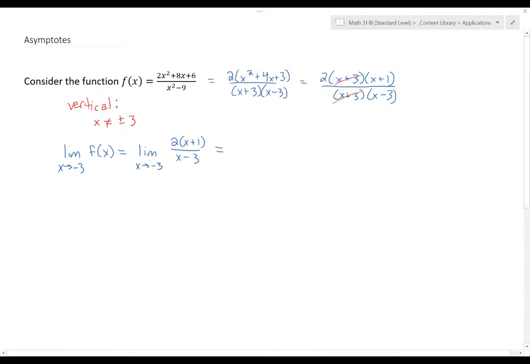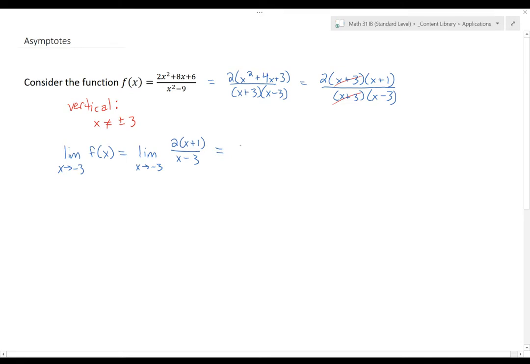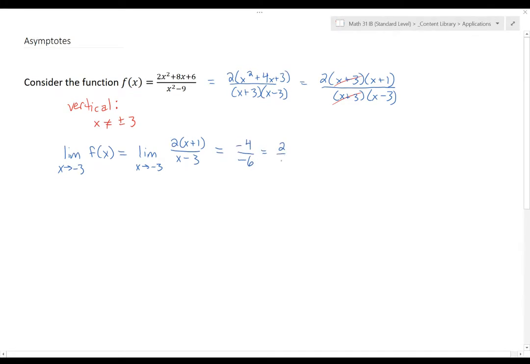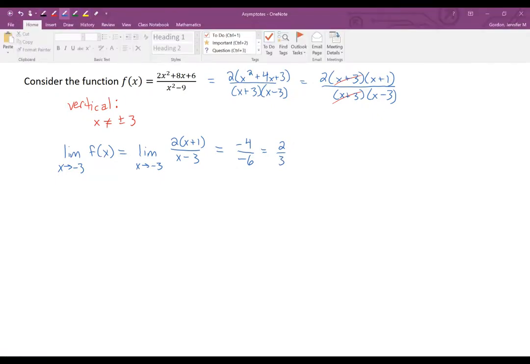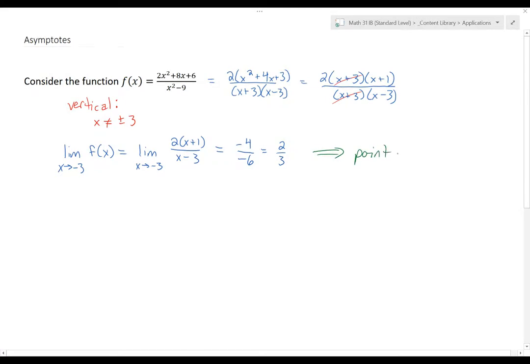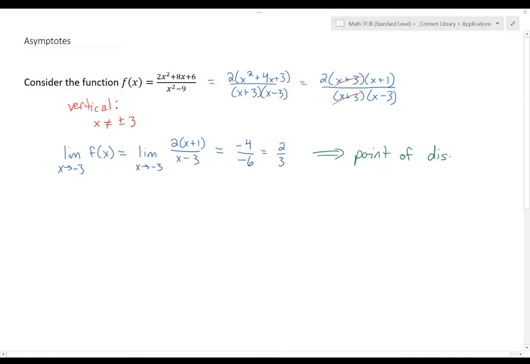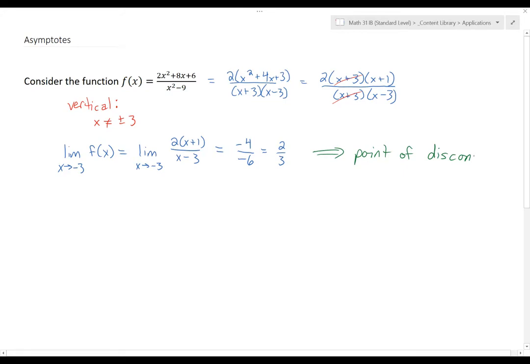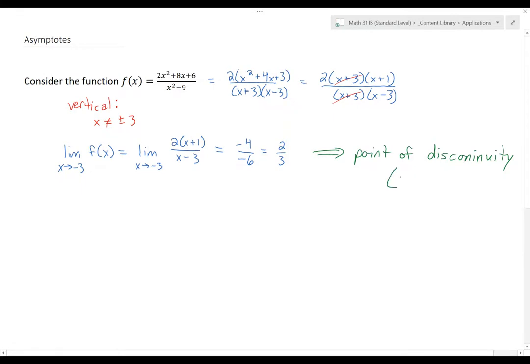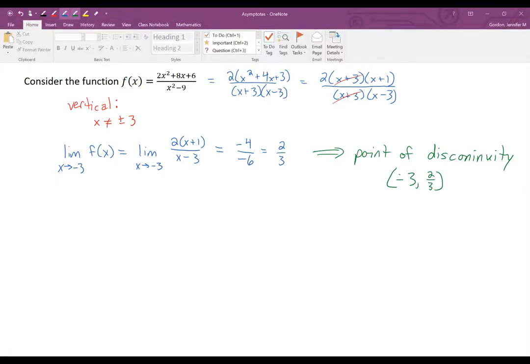And in this fraction, I can simply substitute negative 3, giving me a numerator of negative 4 and a denominator of negative 6, which means 2/3. When the limit actually exists and is finite, what this tells me is that I have a point of discontinuity. So this is not an asymptote because I have a finite limit. Discontinuity at the point negative 3, 2/3. Asymptotes by definition have to involve infinity somehow.